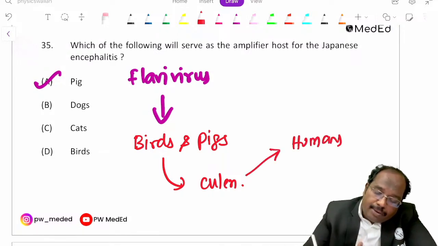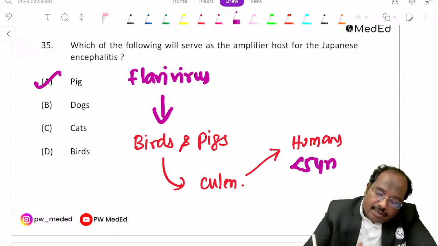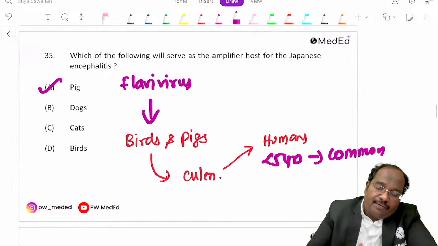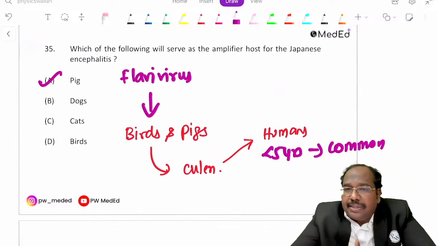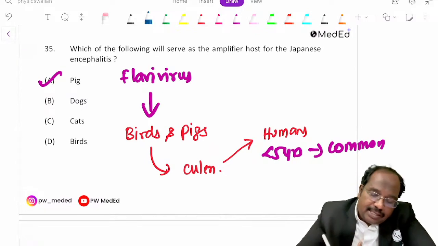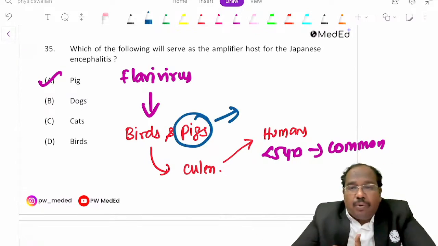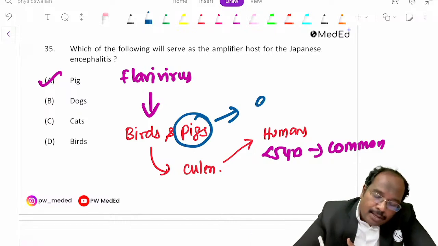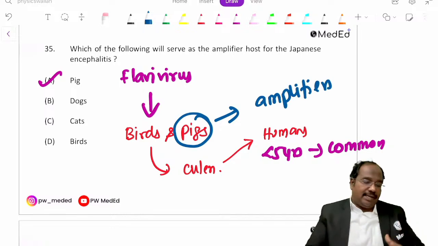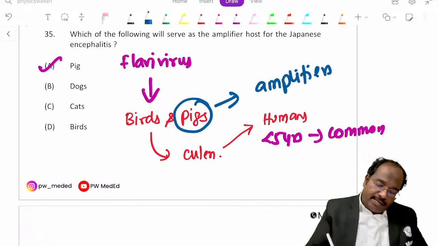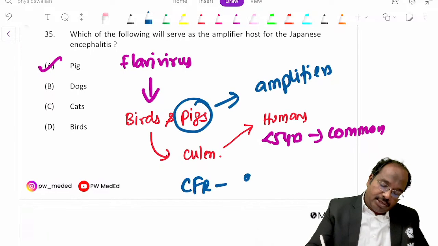So more common in which age group? It is common in children, guys, less than 5 years. Among birds and pigs, pigs are considered the amplifiers, meaning they won't show any signs or symptoms. This condition has a case fatality rate that is a little higher, actually 20 to 40 percent.